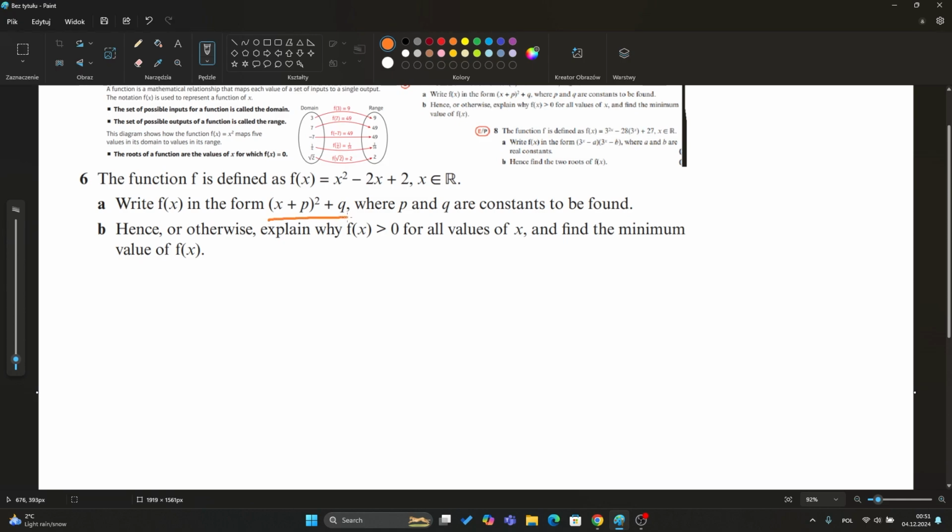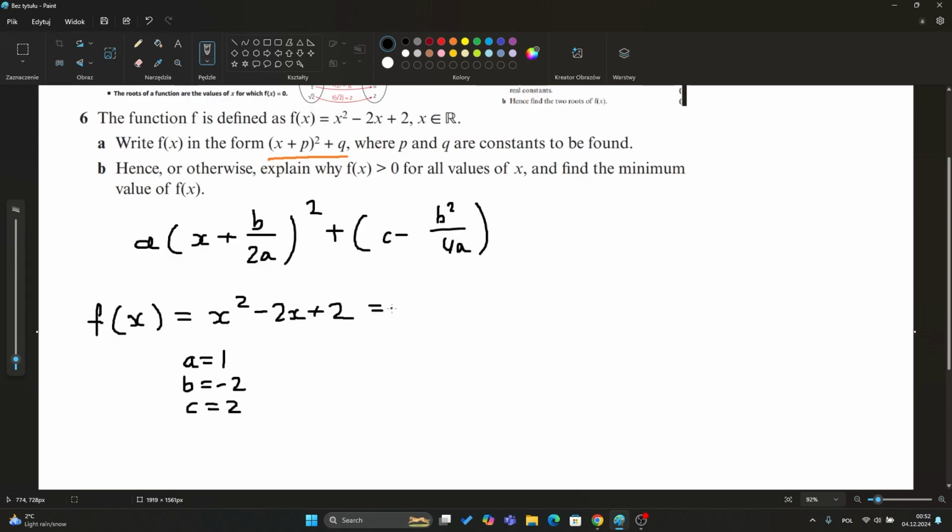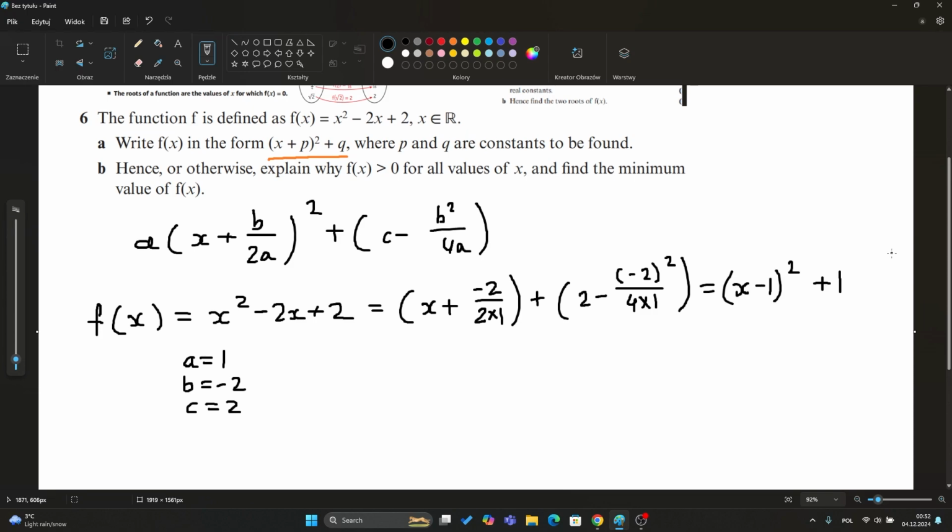And this part of the equation looks familiar. This means just completing the square. So here's the completed square formula. So the following will be the following, where we plug in a equals 1, b equals minus 2, and c equals 2 into the formula of completing the square. And we get the following, which is x minus 1 squared plus 1. And this is in the form of x plus p squared plus q, where p equals minus 1 and q equals 1 are constants to be found.